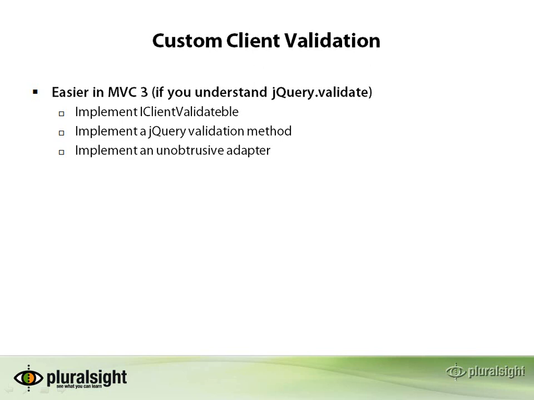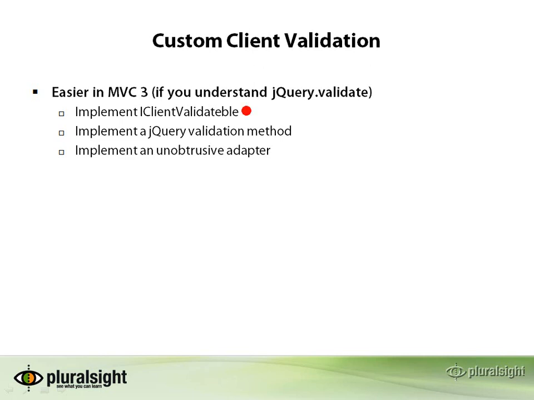Although we just had client validation working on our view, it's only going to work for those built-in attributes like the required attribute, the range attribute, string length, and regular expression. For the custom validation attribute that we built, the greater than date attribute, we currently do not support client-side validation, but it's easy enough to add. In fact, it's easier in MVC3 than it was in MVC2, as long as you know a little bit about jQuery.validate, about that plugin. There's basically 3 steps to the process.